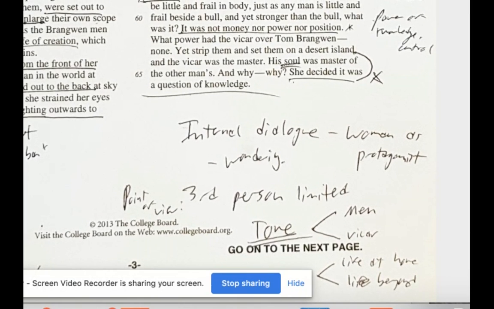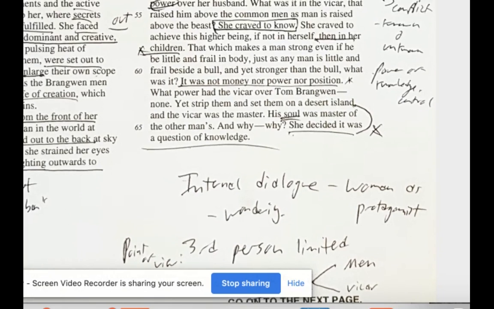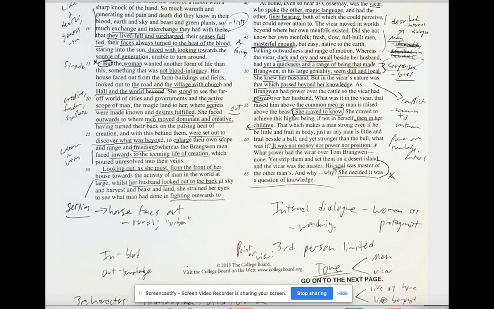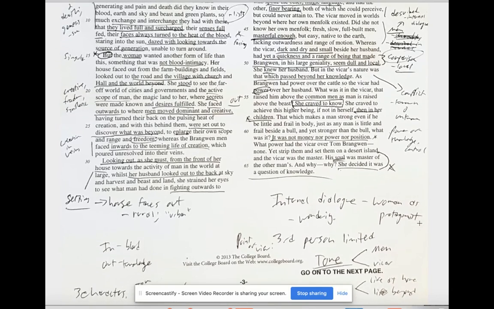All of this characterization, you'll note there's no external dialogue in the piece. No one's talking to anybody else. So this is really her internal dialogue. The woman is the protagonist. She's experiencing the conflict around knowledge and desire for something new, searching the unknown versus this rich, full knowing of the land and that life.